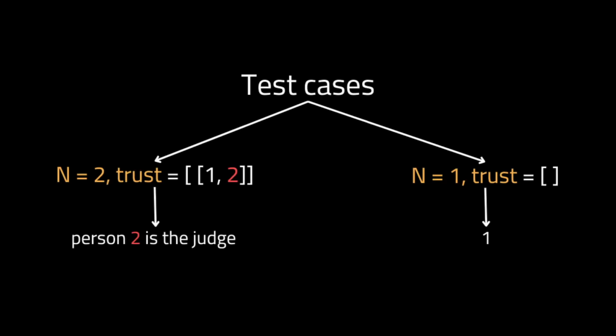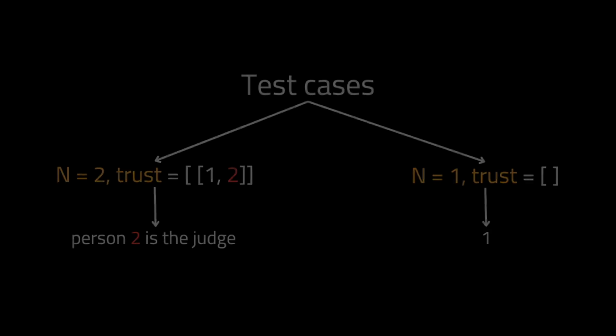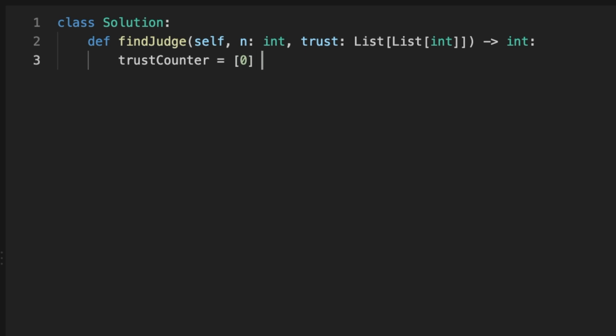There are other test cases, for example, where person 1 trusts person 2 and person 2 trusts nobody. So here person 2 is the judge. Also, when there is only one person and he trusts nobody, we can say that he's the judge and the output should be 1. You can create as many test cases as you can to test the edge cases. That's it guys, so let's jump into coding the solution.